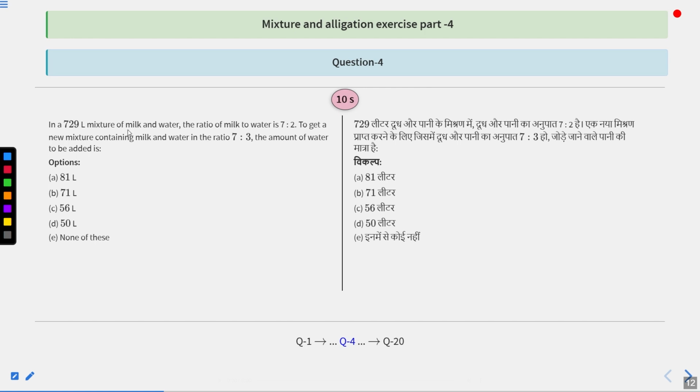Next one. In a 729 liter mixture of milk and water, the ratio of milk to water is 7:2. To get a new mixture containing milk and water in the ratio 7:3, the amount of water to be added is. You have 5 options and 10 seconds to analyze the question. Your time starts now.